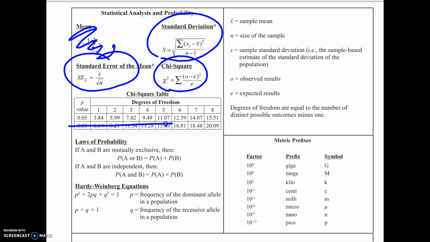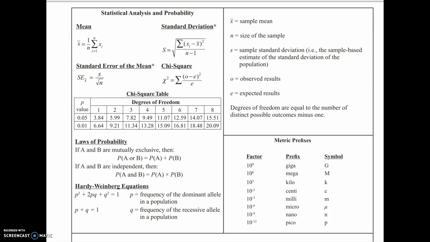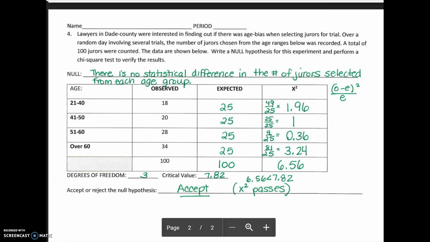All right, you always use the 0.05 row, so you can ignore the 0.01. So we're looking at this row, and remember our degrees of freedom was 3. That makes our critical value, that's our cutoff number, 7.82. So once you have your degrees of freedom, you find the correct column, always read the 0.05 row, so 7.82. So now let's go back on our answer sheet. Here was our degrees of freedom was 3, and our critical value was 7.82.